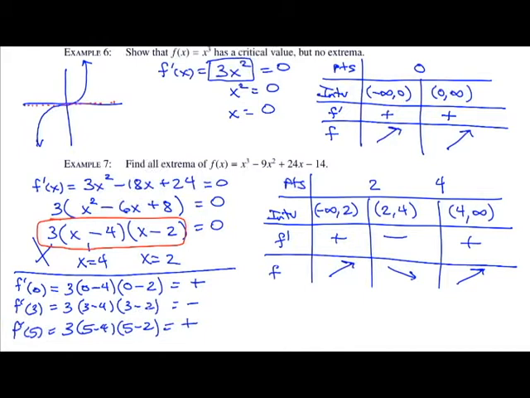Now, where do I have a local maximum? At what x value? Yeah. This, x equals 2, is going to be a local max, because it is increasing followed by decreasing. Okay? If you have decreasing followed by increasing, that is a minimum.